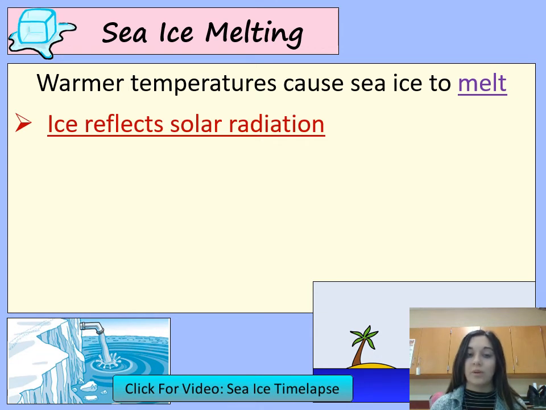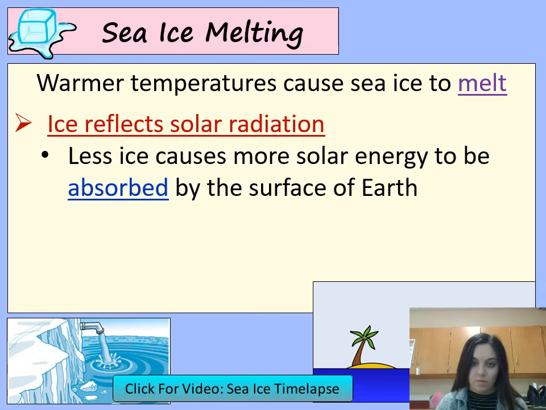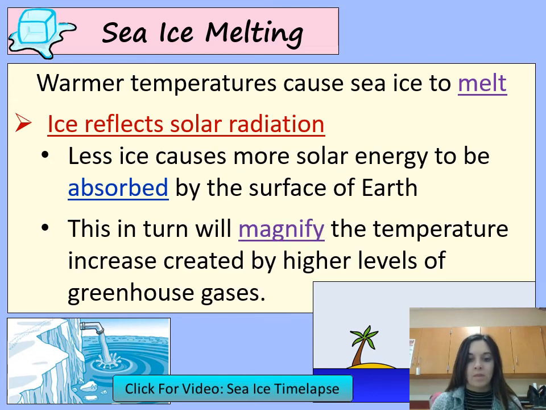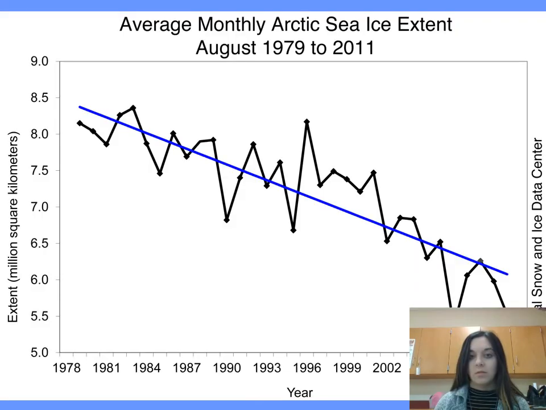Ice is going to reflect the solar radiation. Okay, so it's like a shiny thing. The sun comes in, and that ice reflects some of that radiation out. So if we don't have that ice there, we're going to continue to warm even more. And that means we're absorbing that heat instead of it being reflected. It's going to, again, magnify that temperature increase. It's just a cycle that keeps making things worse and worse.